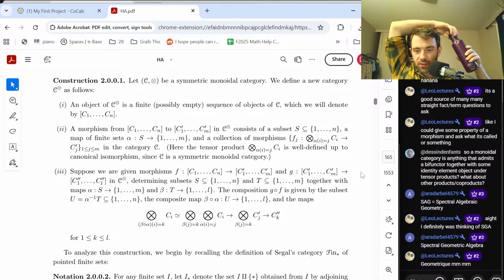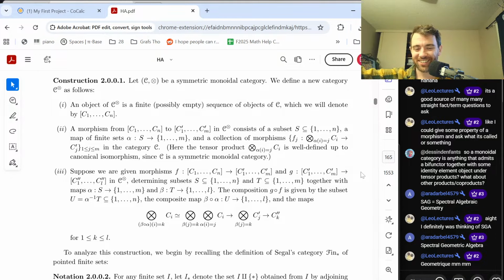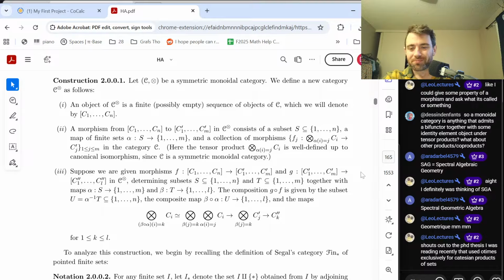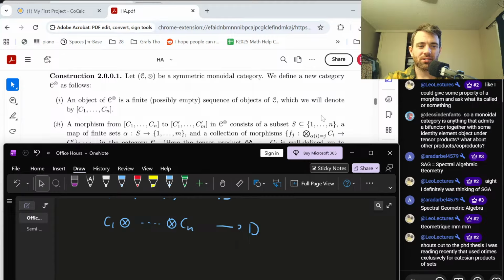Oh, you were thinking of SGA, spectral geometric algebra. Exclusively for Cartesian products of sets? That is disgusting. I guess it makes sense, but I don't know.